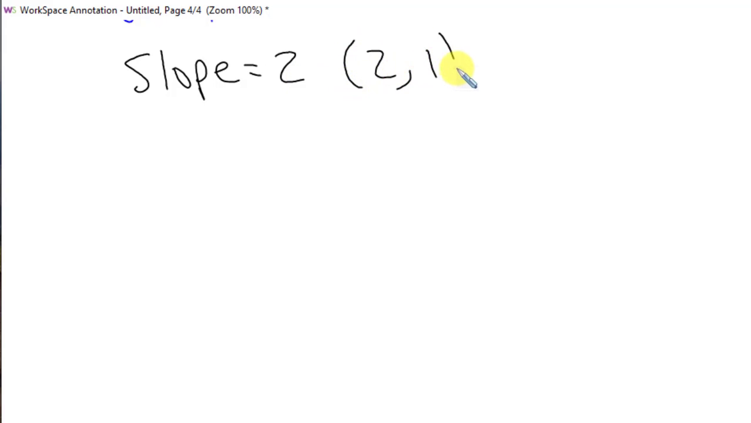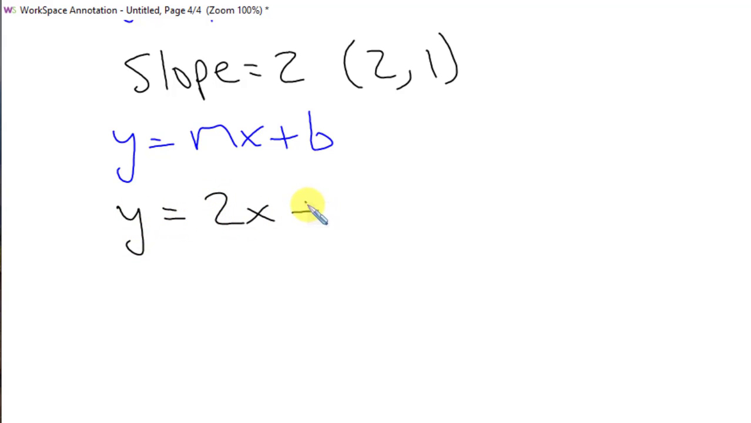So let's start with a slope of 2 and it's going to pass through the ordered pair 2, 1. So I'm going to start by using the slope-intercept form. Maybe that's the method you prefer. So again, I can start by substituting 2 for slope. I know what my slope is going to be. So that would give me y is equal to 2x plus b. Again, I don't know what my y-intercept is though, but I do know it goes through the ordered pair 2, 1. So I know I can put in 2 for x and 1 for y.